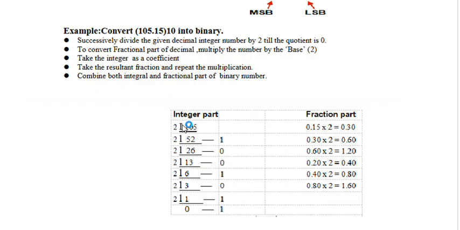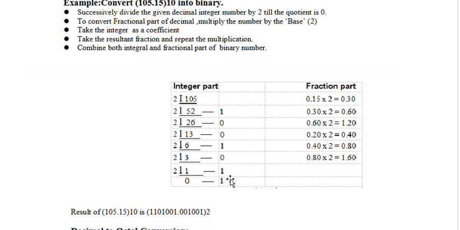So first we have to divide this integer which is 105 by 2. Then when the quotient will be 0, at that point we have to stop, and we have to write the leftover remainders from down to up. Yes or no? So 1 1 0 1 0 0 1 dot.